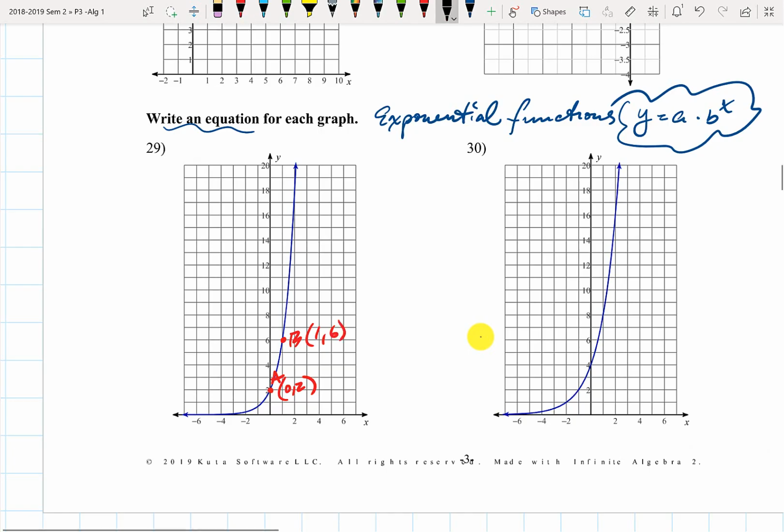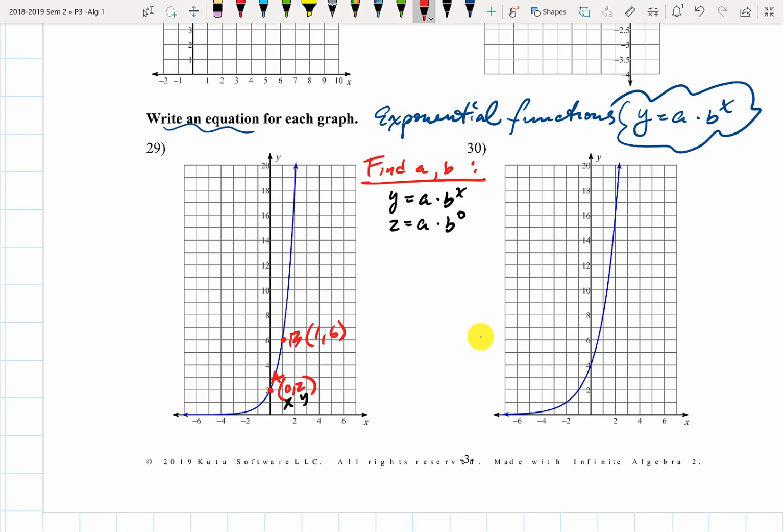Okay, so you've got to find A and B on this graph. Find A and B one at a time. So to find A, you substitute it in. If y is equal to A times b to the x power on this graph, then y is 2 and x is 0, so I substitute it in. So 2 is equal to A times b to the 0 power.